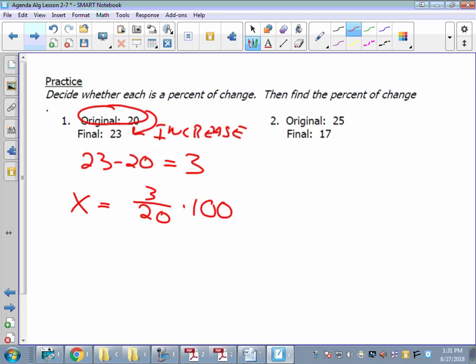Okay, and then check my math here, because we're dealing with percentages. But 3 divided by 20, and then you take that answer, I think you get like 0.15, multiply it by 100, and you should get 15%. And it was an increase.